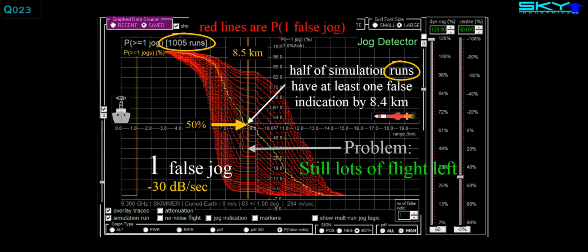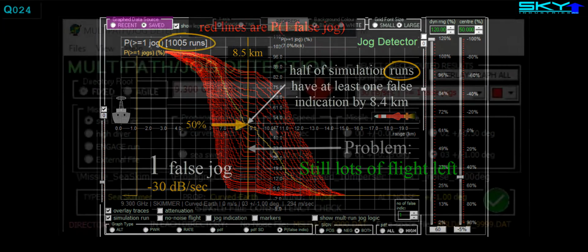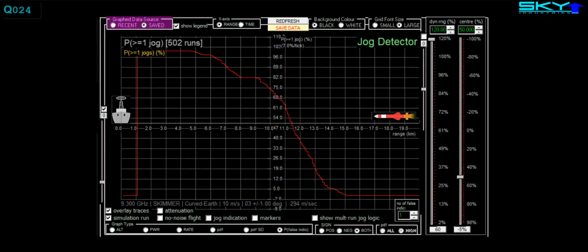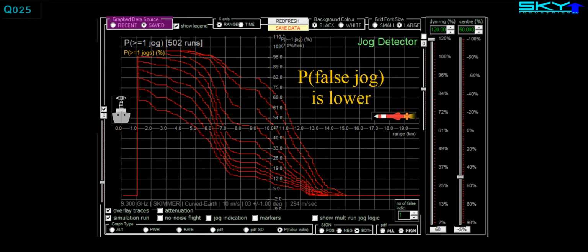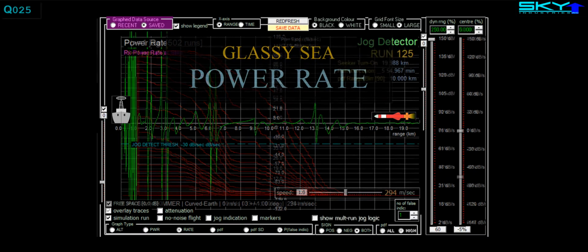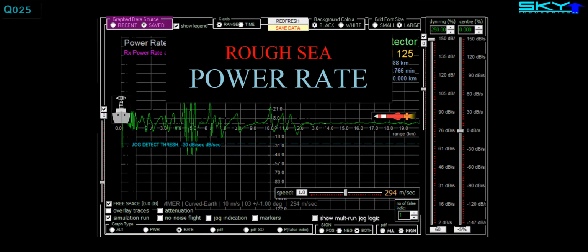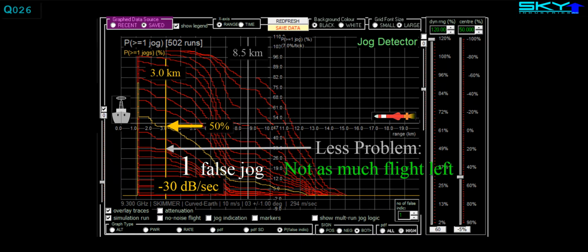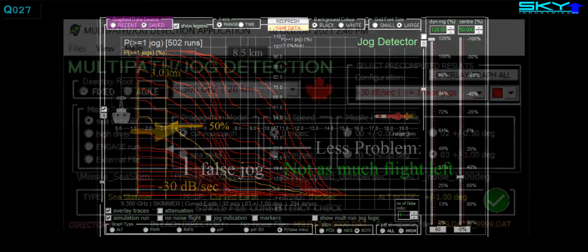So let's see what happens if the sea surface is rough, so multipath nulls aren't as deep. As expected, the probability of false jog indication goes down. This is because the negative going power rates aren't as negative as in the glassy sea case. For a minus 30 dB per second threshold, there's about a 50% chance of observing at least one false jog by the time the missile is about 3 kilometers from the ship, instead of 8.5. Whether or not this is good enough is the subject of the next video.